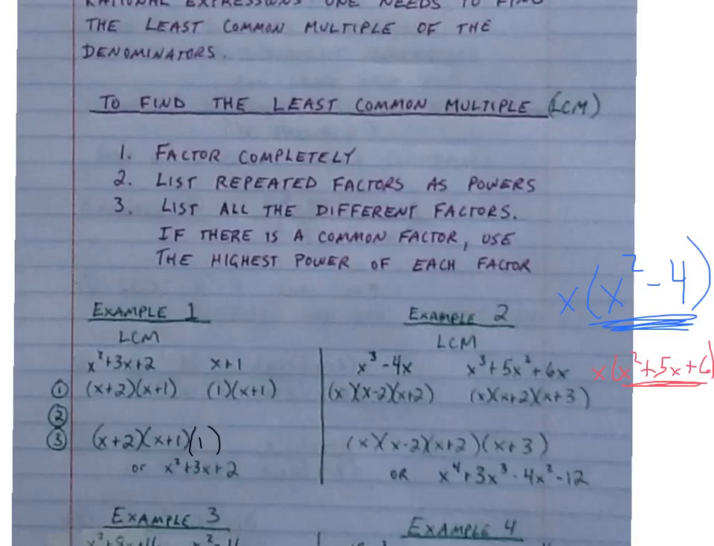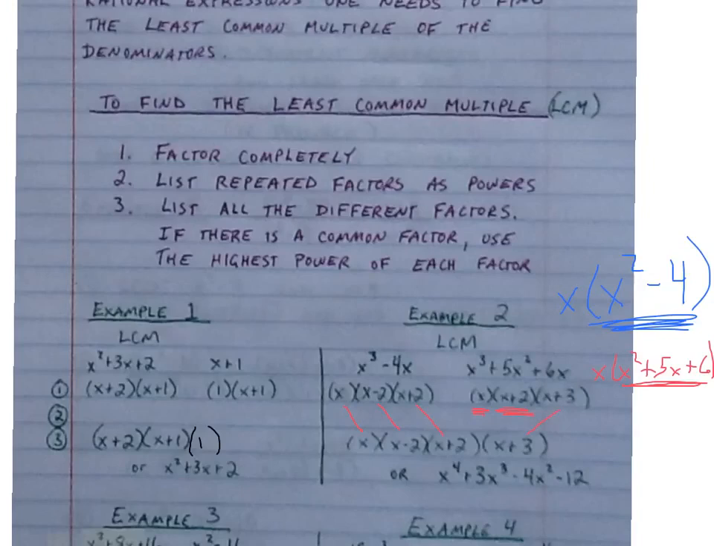So now in step 2, we list the repeated factors as powers. In neither of these expressions do we have repeated factors, so that doesn't matter. And then in step 3, list all the different factors. If there's a common factor, use the highest power of each. So we have the factor of x. Here, I'll draw arrows. We have the factor of x. We have the factor of x minus 2. We have the factor of x plus 2. X has been used. X plus 2 has been used. And we have the factor of x plus 3.